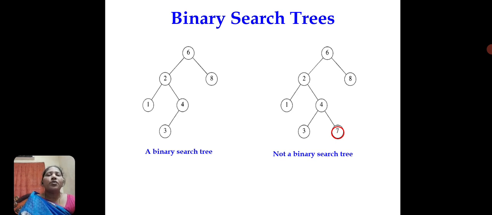You have to refer to each and every node, like as we have seen, 1, 2, 3, 4 should be less than 6 and 8 should be greater than 6. Similarly, 2 is again a root node. Therefore, 1 should be less than 2 and 3 and 4 should be greater than the root node 2. And similarly, 4 is a root node. Therefore, 3 should be less than the root node. In this way, you will be constructing a binary search tree.